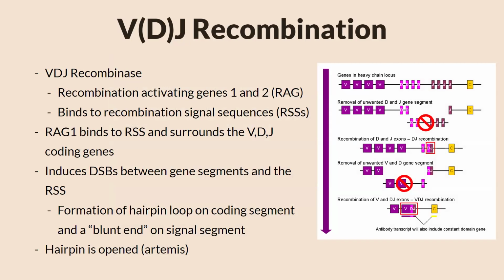So that signal segment, I don't know if you remember the video, it's the first part they talked about, it kind of just forms a circle and goes away. For our purposes, it doesn't matter anymore. What does matter is the coding segment and that hairpin loop. And you need this protein called Artemis to open that hairpin loop. Artemis is defunct in SCID mice. So that's why they are SCID. But we have it, it works, hopefully, and it will open that hairpin loop.